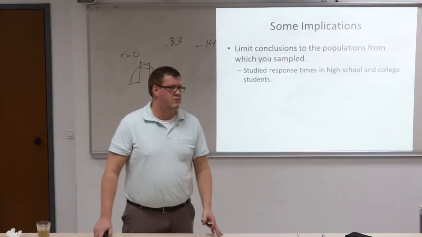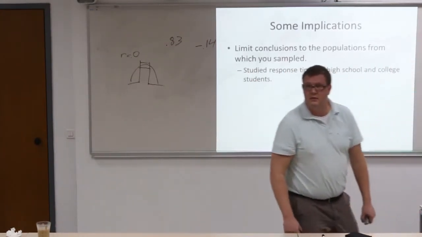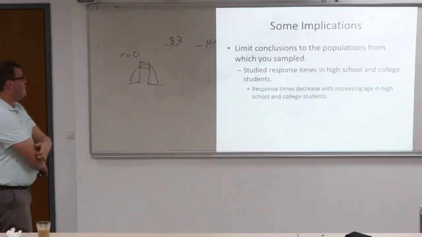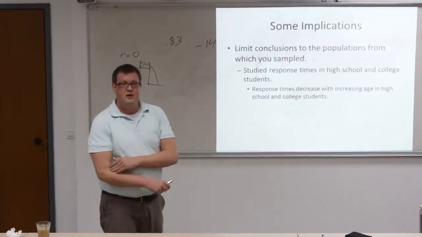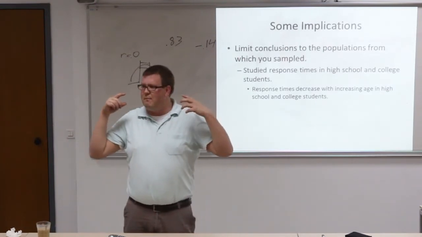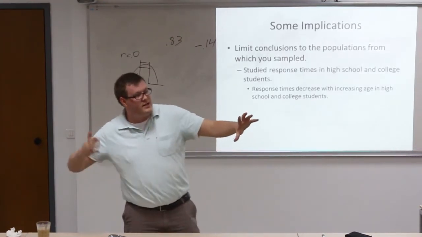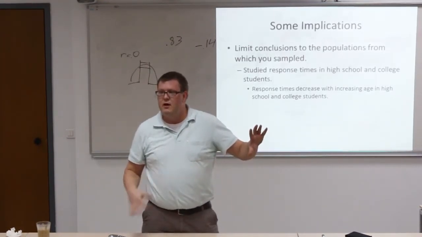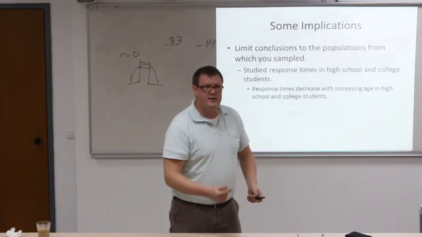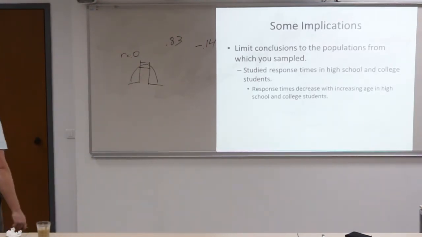No? Maybe experience? I would guess the response times would decrease with increasing age in high school and college students. The brain is still maturing, you're getting more myelination. If you guys have taken biopsychology, the myelination is the fat that goes over the axons and helps messages travel more rapidly. So as long as the brain is maturing, getting more myelinated, your response times should decrease. You should be able to react faster to things than you otherwise would.